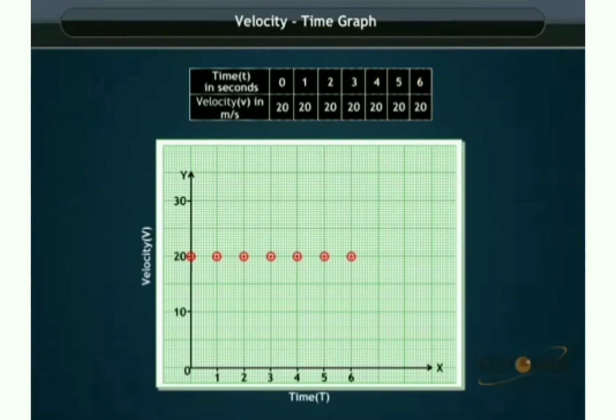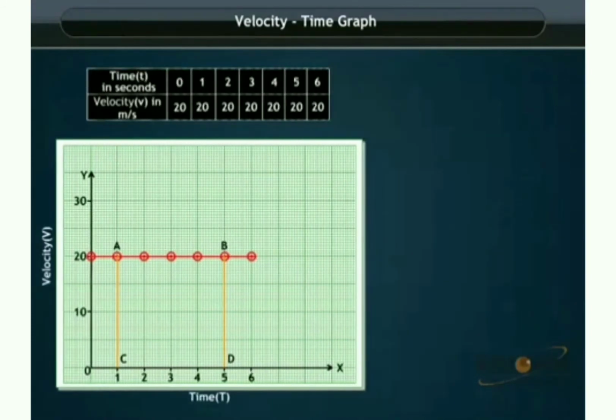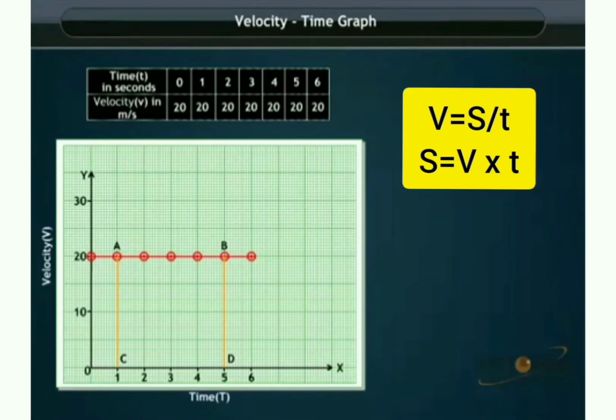Next one. Determination of distance covered from the velocity time graph for a uniform motion. In a velocity time graph, the distance covered, or magnitude of displacement, is given by the area enclosed by the velocity time graph and the time axis. We know that for a uniform motion along a straight line, v equal to s by t, that is, velocity equal to displacement by time.